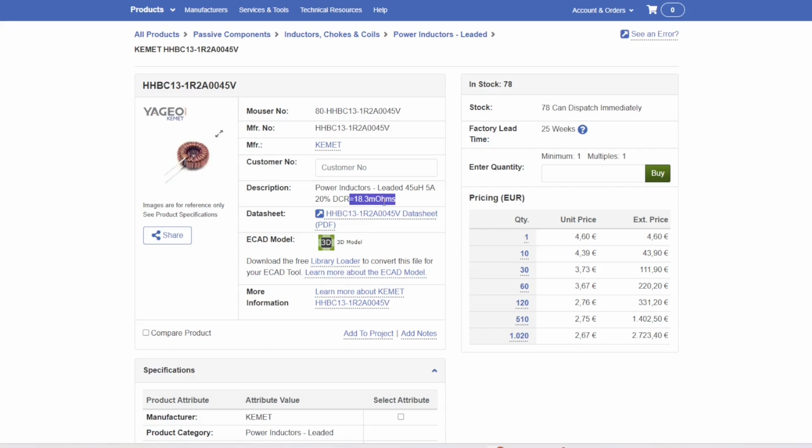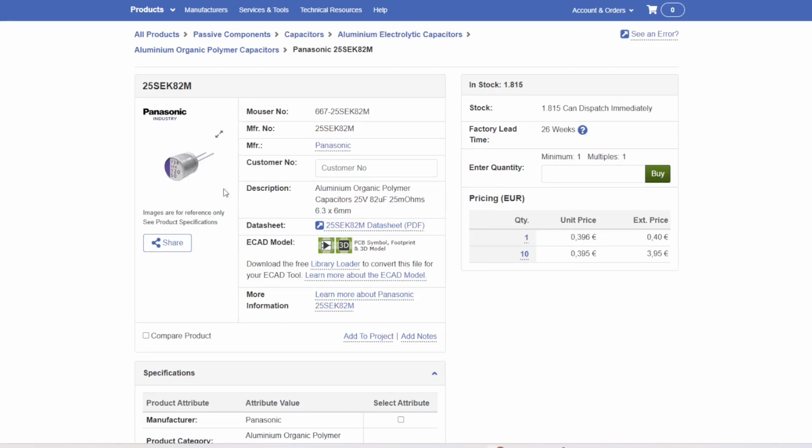For the 45 microhenry calculated inductor, I chose one with the same inductance and a series resistance of 18.3 milliohms. For the capacitance, which should be minimum 41.7 microfarads according to my calculation, I chose one with a quite a bit higher value of 82 microfarads and a series resistance, or ESR, of 25 milliohms. Later we'll see why this higher value will be required.